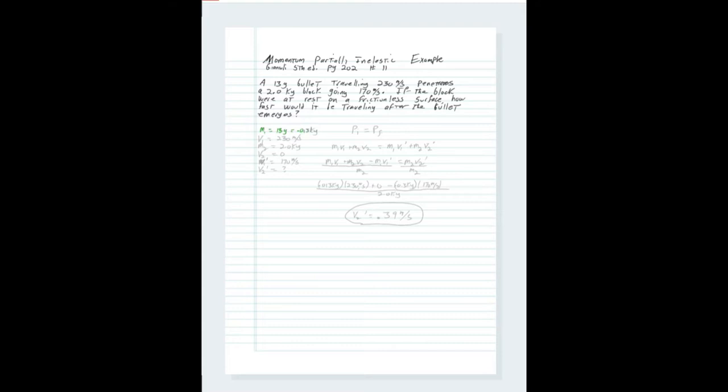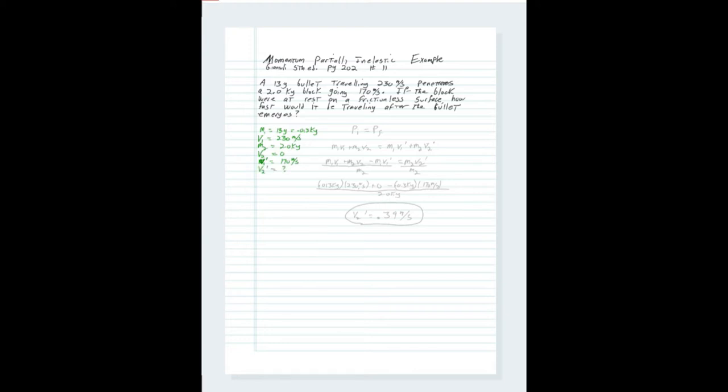So here we have the mass of the bullet, which is 13 grams, 0.013 kilograms. It was going 230 meters per second initially. The block is a 2-kilogram block, and it was at rest. After the collision, the bullet comes out on the other side, V1 prime. V1 prime is going to be 170 meters per second. We want to know the velocity of the block after the collision.